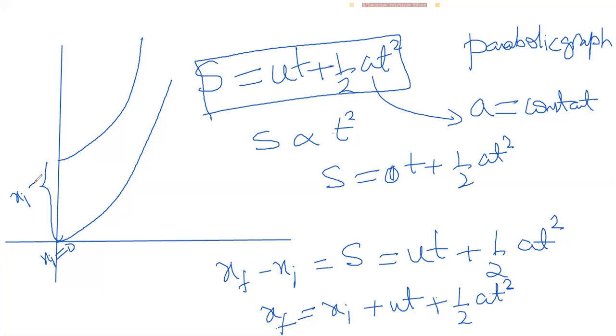Here xi is non-zero. It starts from an initial point. Now the slope of this curve at any point, you are taking the slope at any particular point. If you find the slope, how do you find the slope? At a particular point, you want to find the slope. You have to draw a tangent at that point.